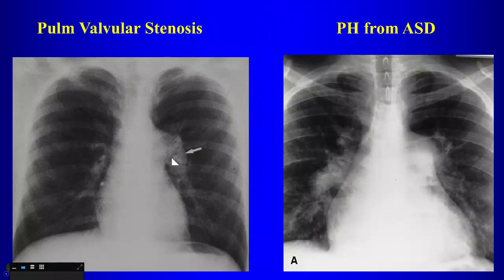Okay? Pulmonary valvular stenosis, big left pulmonary artery, normal right. Pulmonary hypertension, in this case from ASD, right and left pulmonary arteries are dilated. So you don't want to mistake this for pulmonary hypertension.